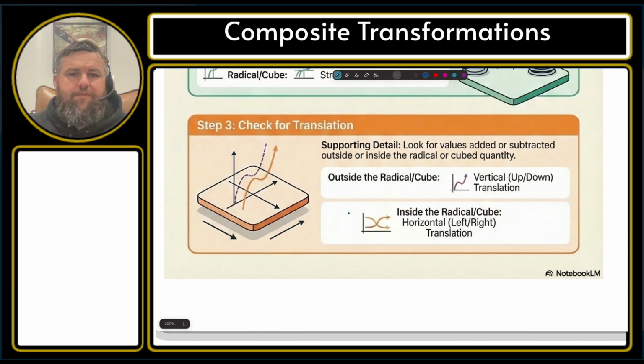Next, you'll check for translation. You're going to look for values added or subtracted outside or inside the radical or cubed quantity. If it's outside, then it's going to be a vertical translation. And if it's on the inside of the function, it will be a left or right horizontal translation.